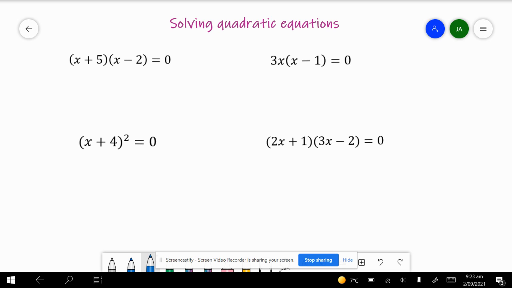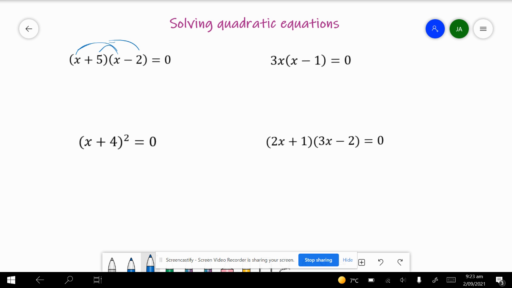Right, here we're solving quadratic equations. Now we can only solve quadratic equations when it equals 0. And why it's a quadratic is, if I was to expand it out, I'd get an x squared. But having it factorised is exactly how we want it to be.